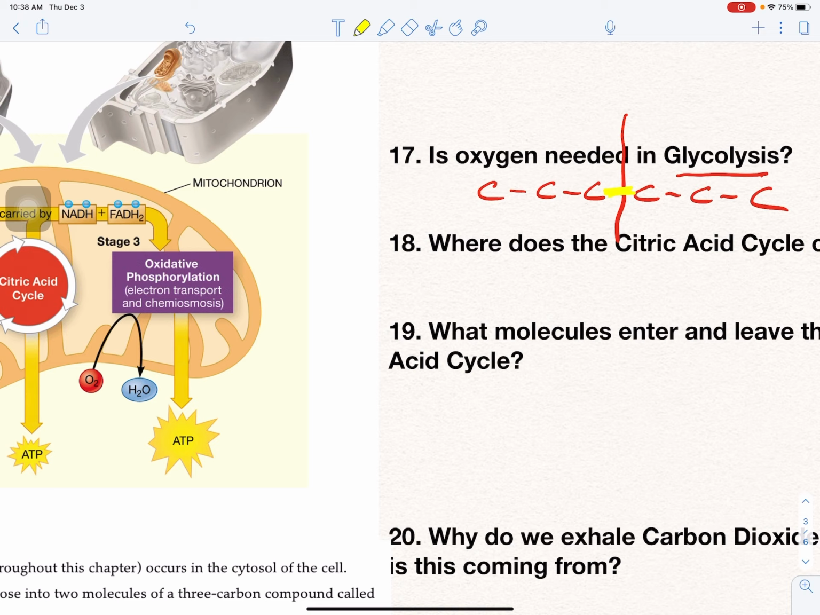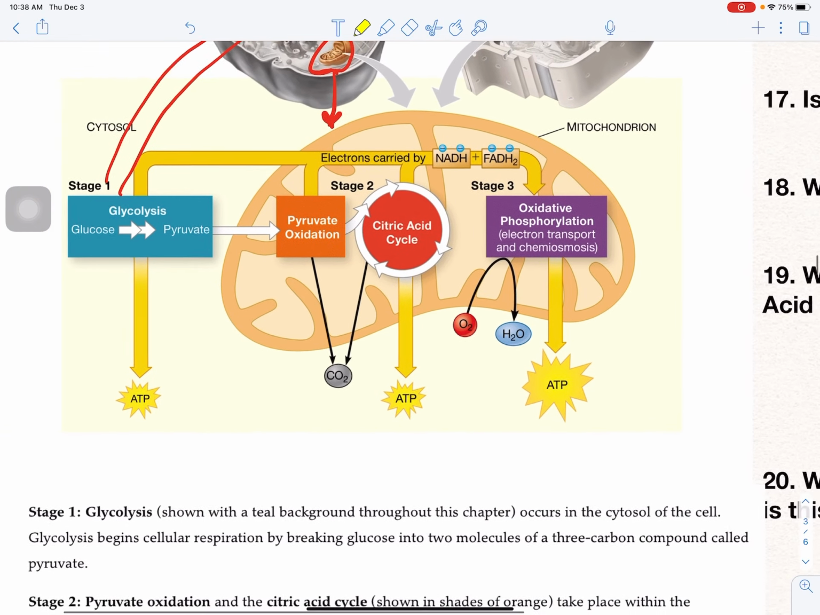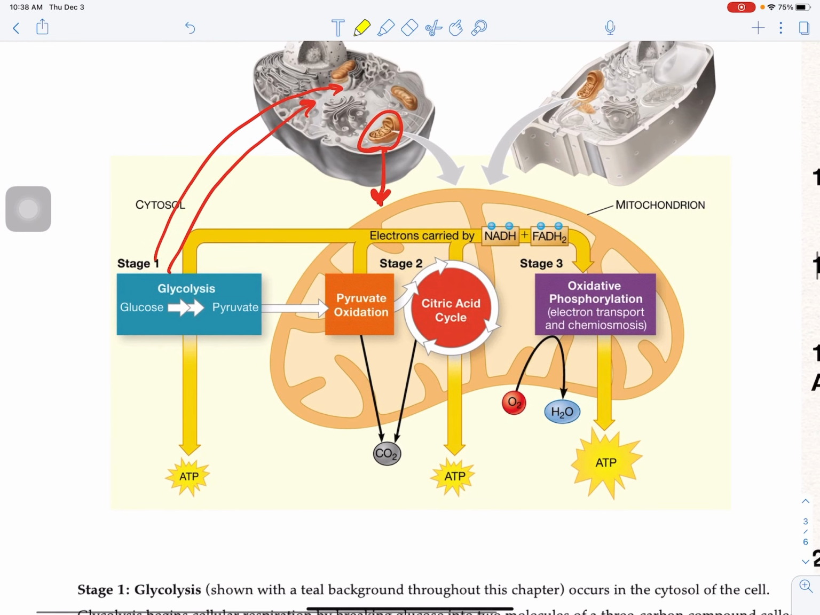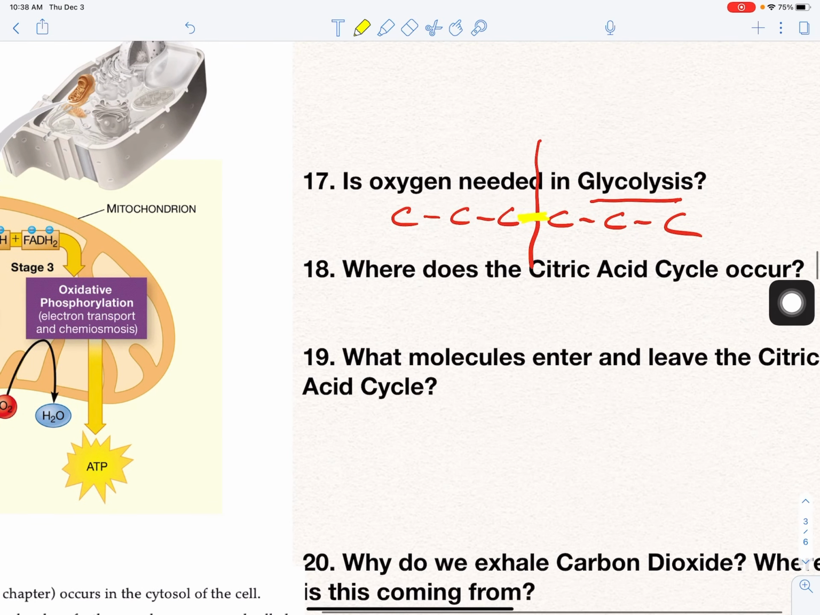Is this requiring oxygen? We're going to look at the arrows. Here is glucose. It's an arrow going into the process. And that's the only arrow going in. Here is oxygen. It's needed in stage 3. So the answer to question number 17 is no.